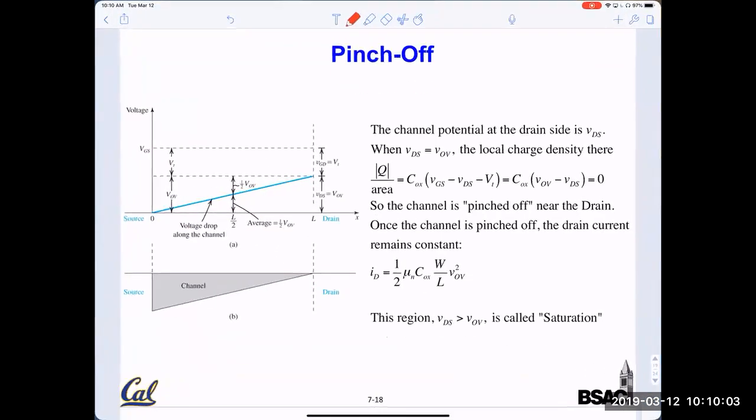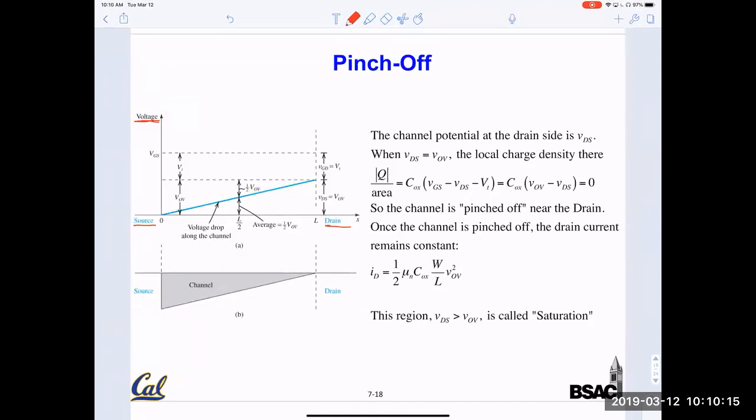Okay, hopefully we are back. So this is the same picture. This is the voltage or channel potential from source to drain, and it goes roughly linearly. And this is V overdrive here, V overdrive here, and VGS. So VGS is the threshold voltage VT higher than V overdrive. And at the bottom, it's plotting the electron distribution. This is equivalent to my plot of n of x here.